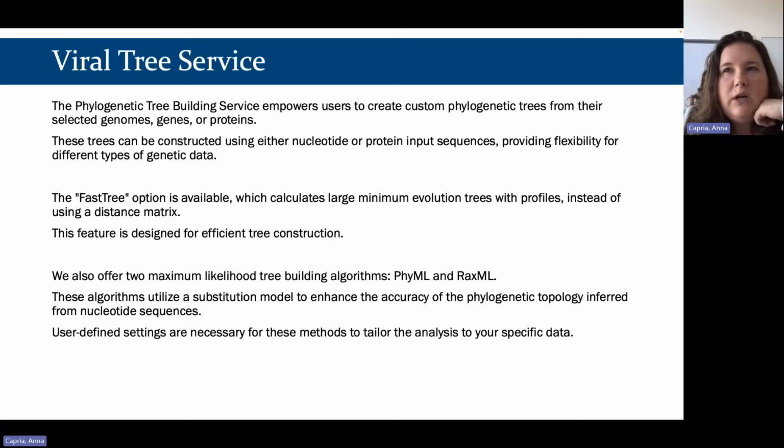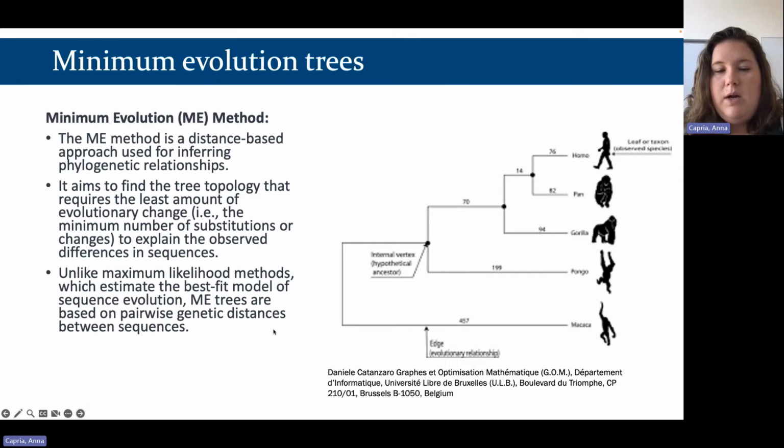This is me again reiterating the point that the data you're bringing in is important when you're constructing phylogenetic trees. So I said some words that, if you're not a phylogenetic tree expert, you might not be aware of. So we'll just go through, starting with what is a minimum evolution tree.